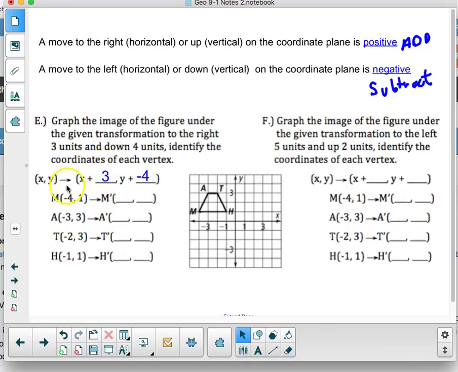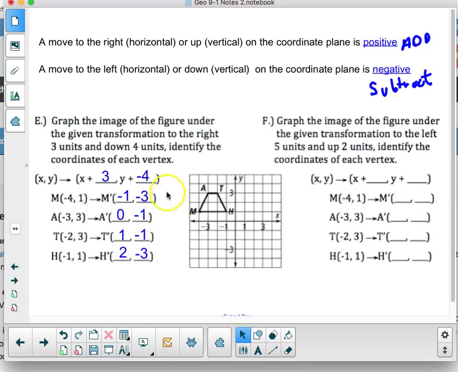Again, I'm going to add 3 to all my x's and subtract 4 from all my y's. So that's going to be negative 1, 0, 1, and 2. You'll notice it's easiest to do that all at one time. It's a little more efficient to add or subtract something from the x's, and then from the y's, instead of bouncing back and forth. 1 minus 4 is negative 3, 3 minus 4 is negative 1, 3 minus 4 is negative 1 again, and 1 minus 4 is negative 3.